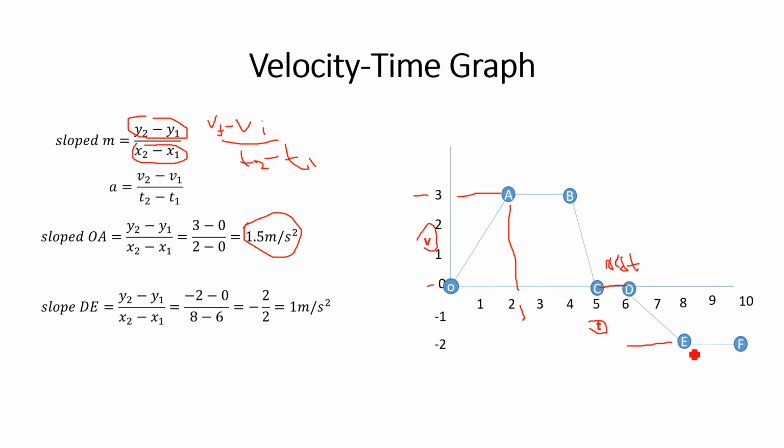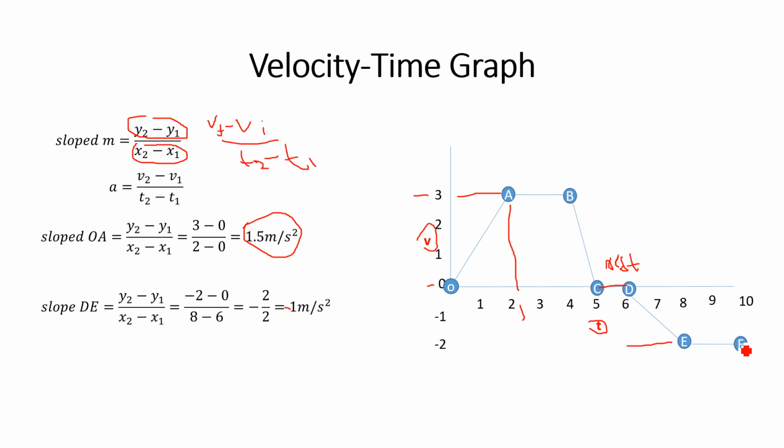The final position on the y-axis is minus 2, and the initial position is 0. So we will have minus 2 minus 0, while the time is from 8 to 6. So 8 minus 6 is equal to 2. We will have minus 2 divided by 2, which is equal to minus 1. And the slope of this DE region is minus 1 meter per second square.